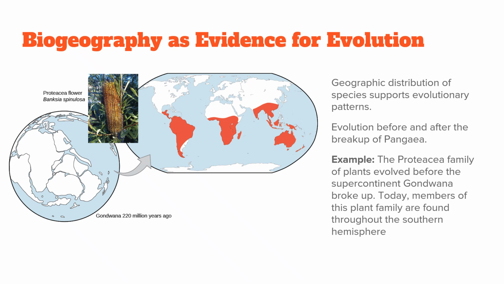Biogeography is the study of how species are distributed across the planet. Species often make sense in light of geography. For example, the Proteaceae plant family evolved before the breakup of the southern supercontinent Gondwana. Today, its members are found in Australia, South America, and South Africa, places that were once connected. This pattern shows how evolutionary history is tied to Earth's geological history.